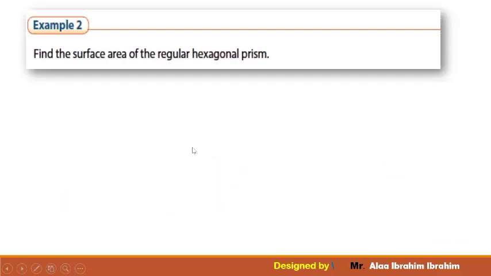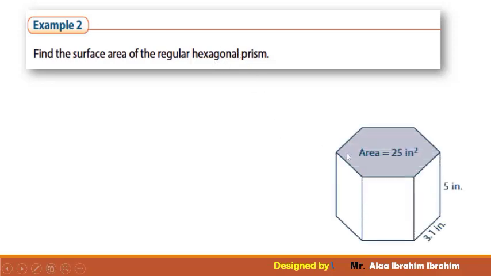Now we're going to another example. Example 2, find the surface area of a regular hexagonal prism. Hexagonal prism. So prism, I told you before, means all the sides are rectangles or parallelograms, right? And hexagonal means we have a base with a hexagon, but with a prism we have 2 bases, not 1 base, one top and one bottom. So we have top and bottom bases, and both of them are hexagons. So we have 2 hexagons now.